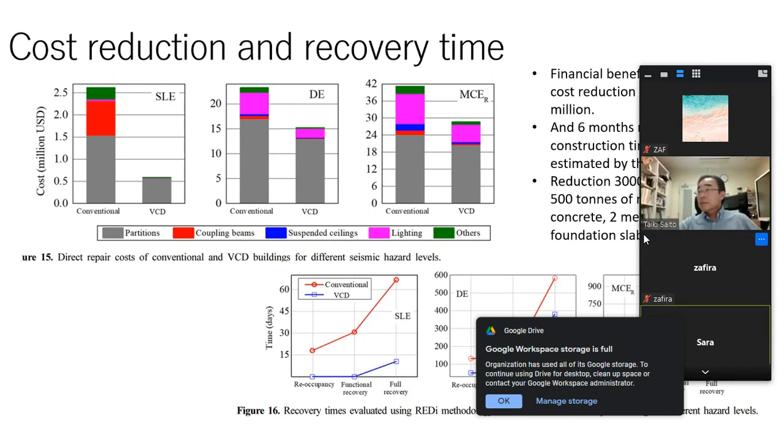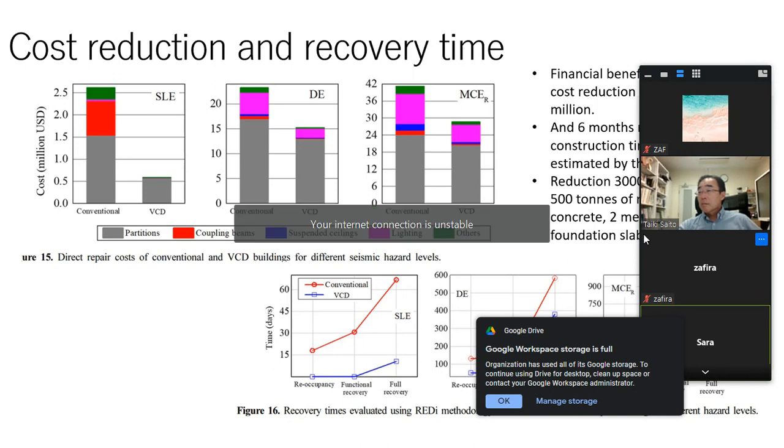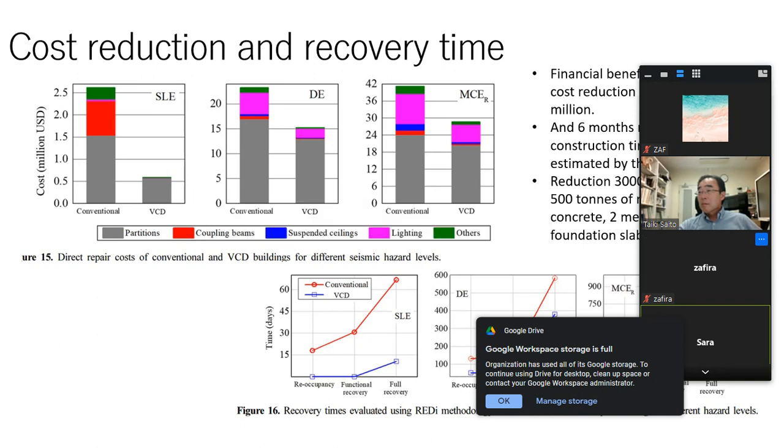This is to reduce construction complexity: a reduction of 3,000 tons of steel, 500 tons, and 15,000 cubic meters, and a reduction of 3 meters in the foundation slab thickness.